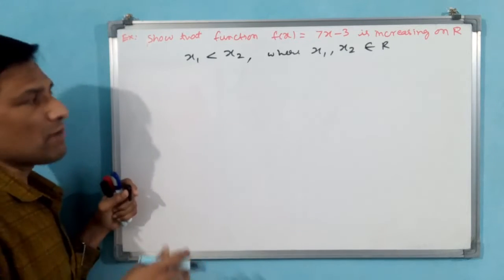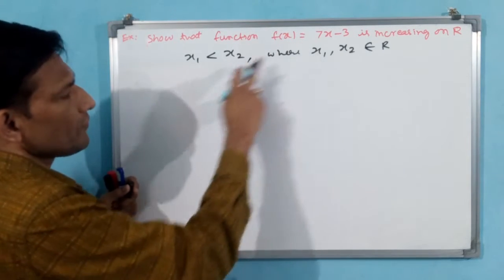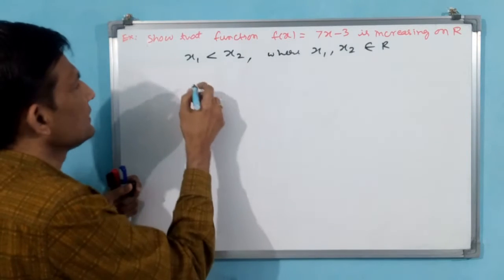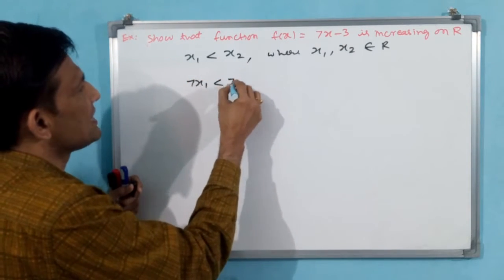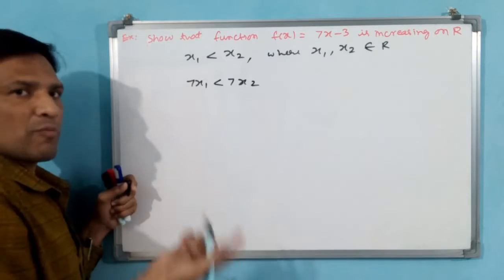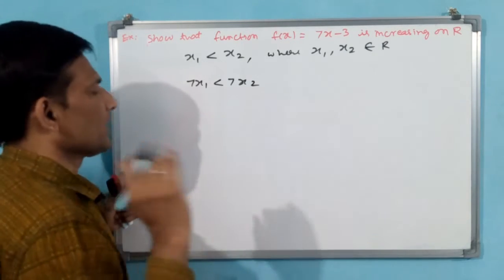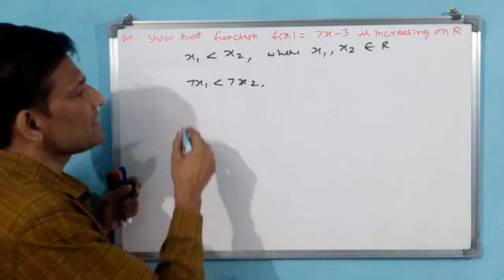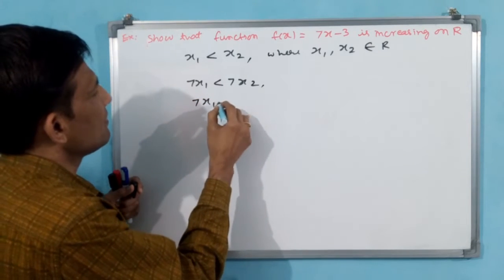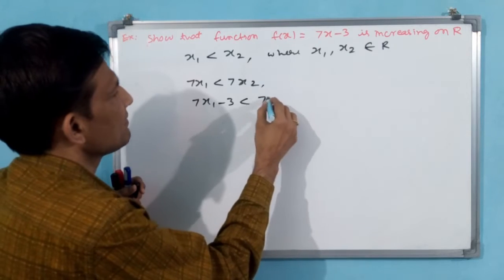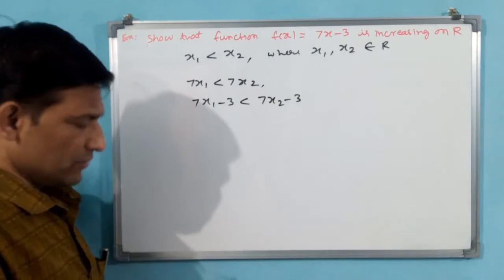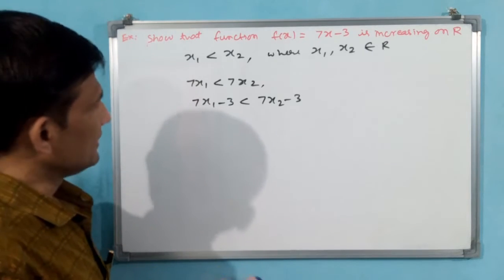Now what I am doing, you see, I have multiplied both sides by 7. That means 7x1 is less than 7x2. Why? Because I have multiplied, that's all. And afterwards, what I have done? I have subtracted 3 from both sides. 7x1 minus 3 is less than 7x2 minus 3. Now this has become the function, you see. Now you write like this.